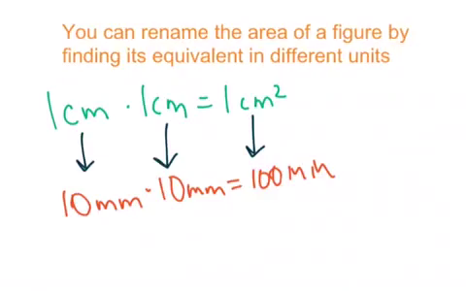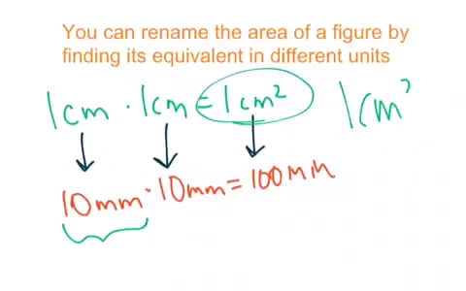Alright, you can also rename the area of a figure by finding its equivalent in different units. So, as just a reminder, 1 centimeter equals 10 millimeters. If you multiply that together, you're going to get 1 centimeter squared, which is what we're looking for in area. So 1 centimeter squared is equivalent to 100 millimeters squared. That's just a quick overview of what we're going to be doing in class.